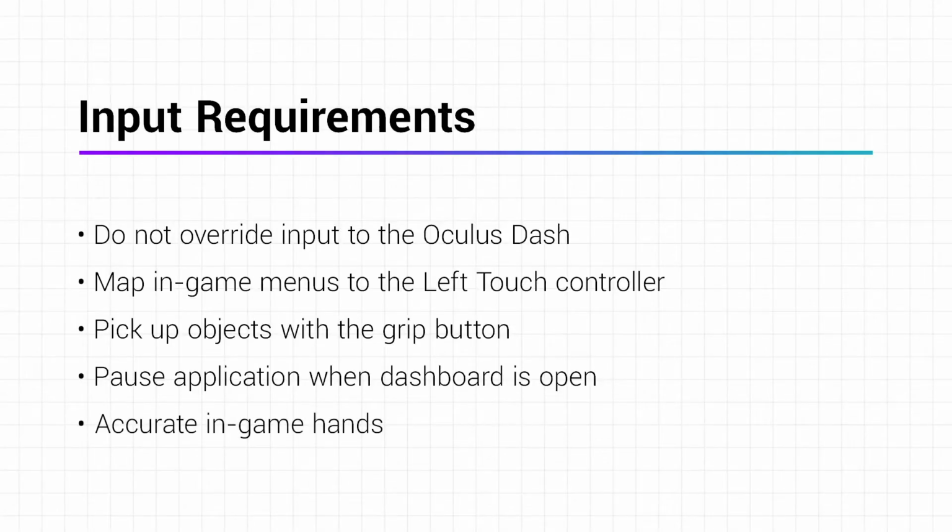And of course, you want to make sure that the in-game hand's position and orientation line up to the user's real-world hands as accurately as possible. If a user tries to grab an object and their hand rotates into an awkward position that does not accurately match the position of their real-world hands, it will break their immersion and probably feel uncomfortable.